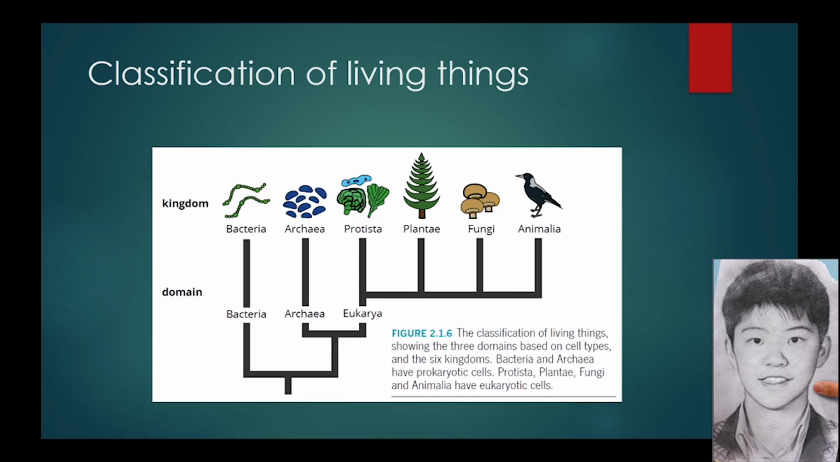So, bacteria and archaea are separate domains because they are prokaryotes. However, they are completely different from each other, so they are in different domains. And we'll go through what a prokaryote is later on. There are 6 kingdoms: bacteria, archaea, protista, plantae, fungi, and animalia.